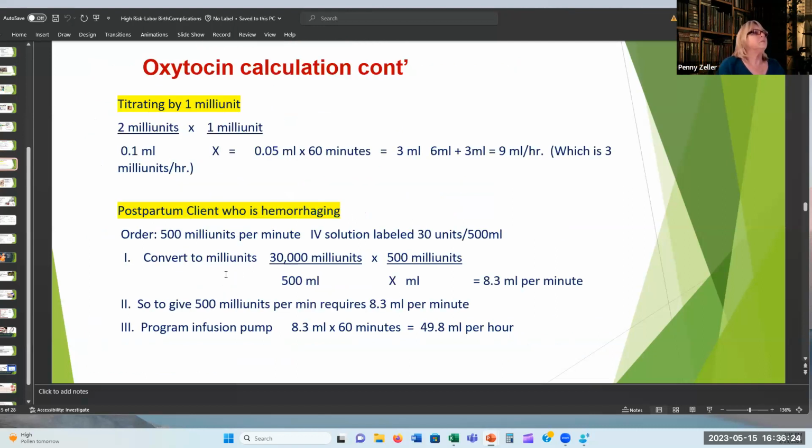All right. This is just another one, titrating it, which is the answer on your OB Calc. And then higher doses. We had a problem with 500 milliunits. Okay, so it tells you how often to do this.